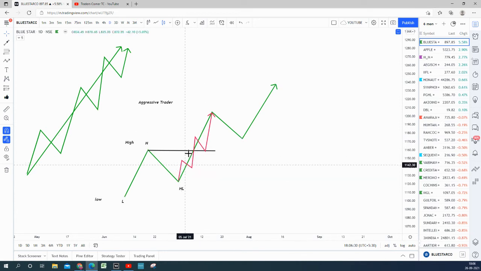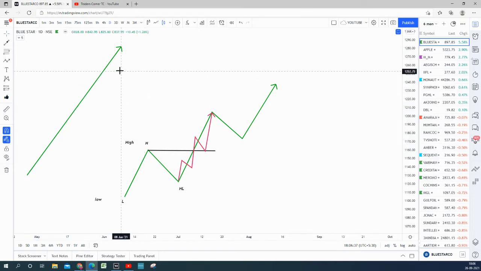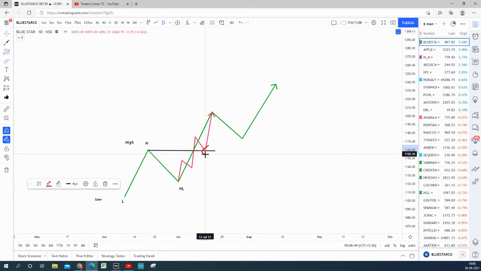So this is the uptrend. Whenever price closes above this high, wait for a pullback to happen and you can take a trade here and maintain a stop loss here.